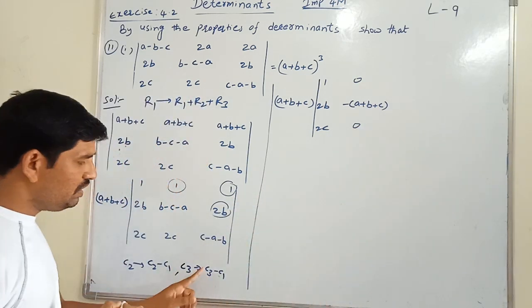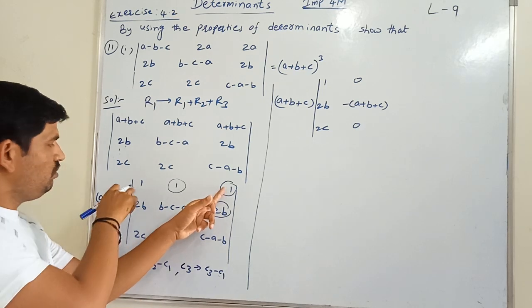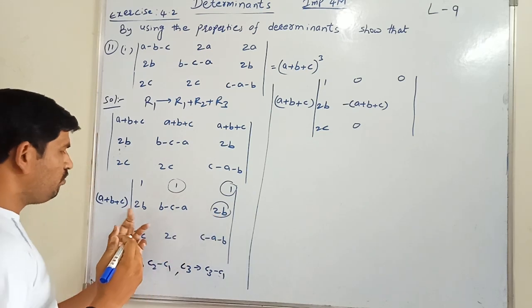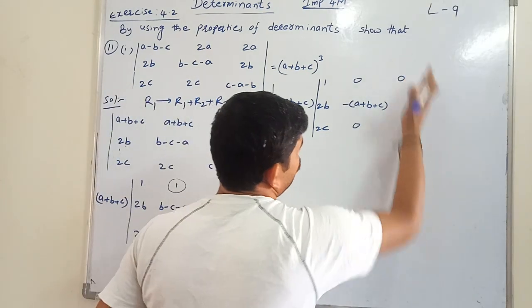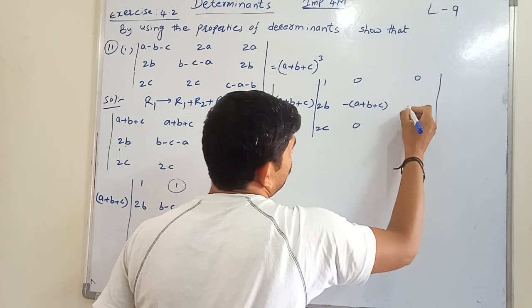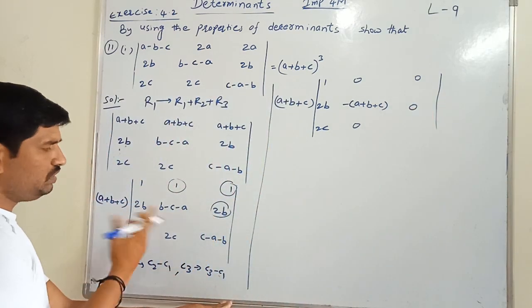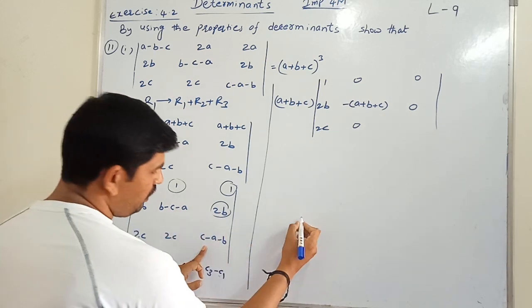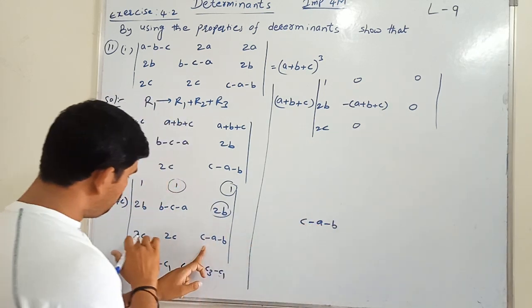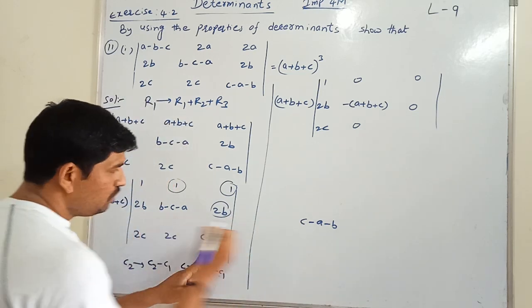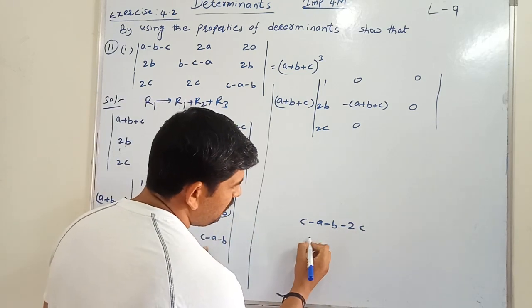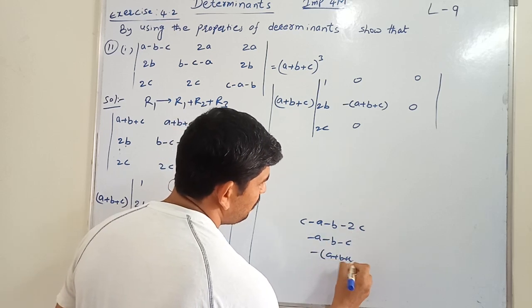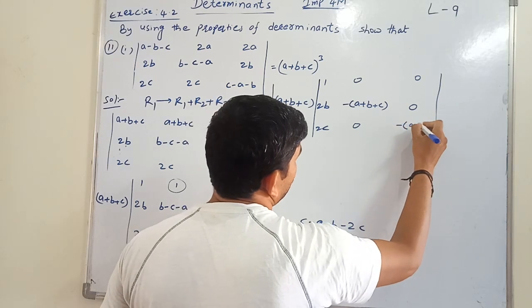Okay. Next, similarly C3 minus C1. See, C3 1 1 0. Next one is what? 2b minus 2b. 2b minus 2b can be written as 0 again. Again, this one minus this one. This total part minus this. Once again I am writing, this is C3 minus C1. C1 is actually what? 2c. Minus 2c. See, minus a is there, minus b is there. 1 minus 2 is minus c. So, minus of a plus b plus c. Okay, so minus of a plus b.